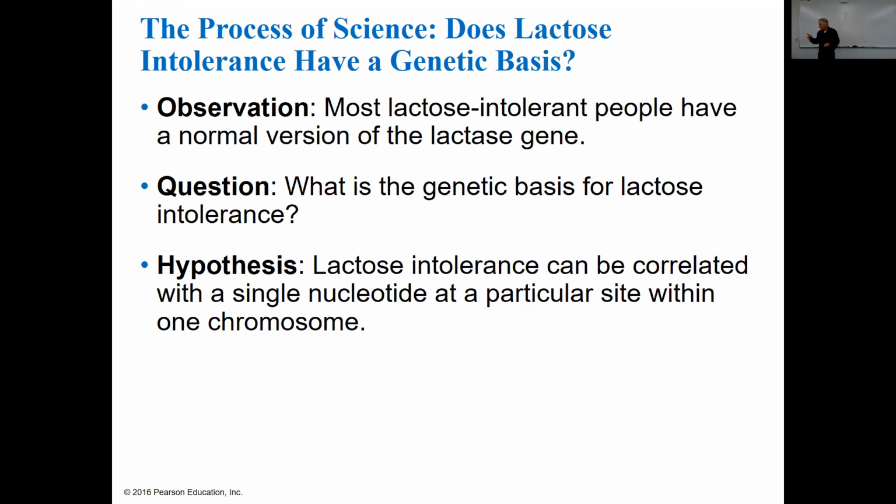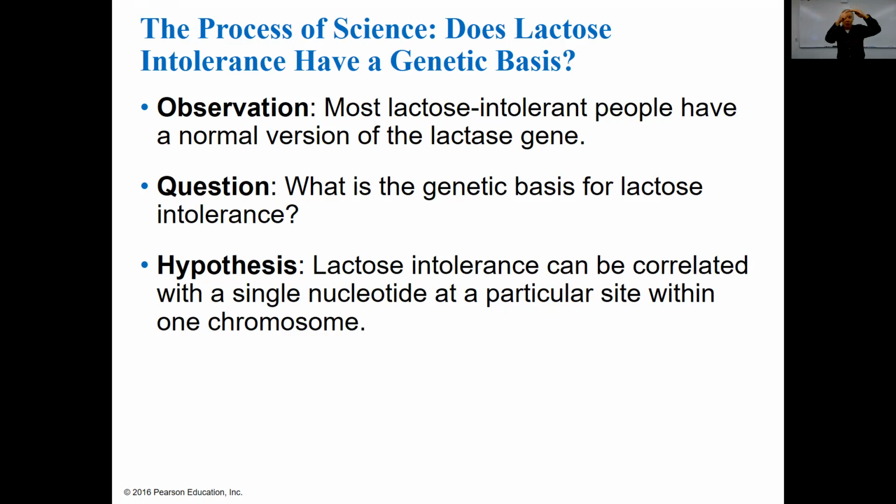The hypothesis is lactose intolerance can be correlated with a single nucleotide at a particular site within one chromosome. So later on in our course, when we get into more genetics, we'll talk about mutations. And mutations are errors in DNA replication. So, when you're replicating DNA, the two strands are taken apart. And then a molecule called DNA polymerase comes along and reads these strands. And it reads the nucleotide.